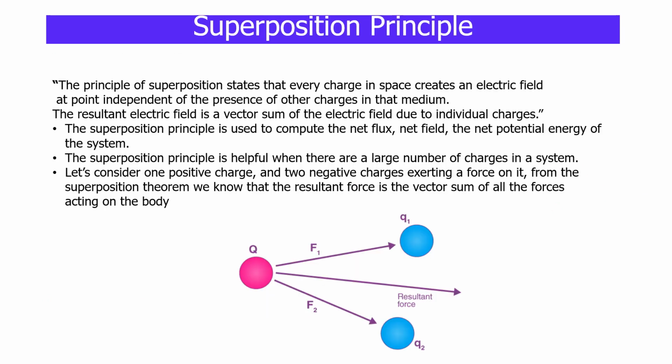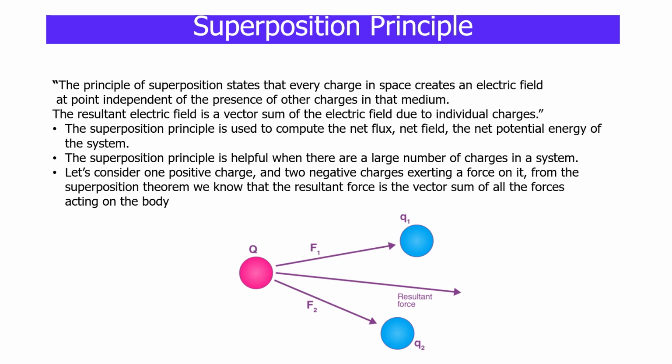Now let us define the superposition principle. It states that every charge in space creates an electric field at a point independent of the presence of other charges in that medium. So the resultant electric field is a vector sum of the electric fields due to individual charges. The superposition principle is used to compute the net field and net potential energy of the system.